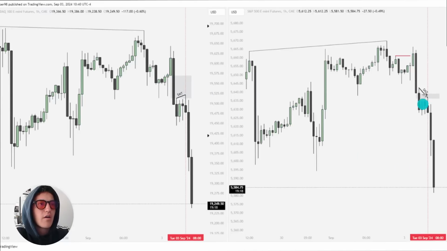So I'm now noticing that there's weakness on the tag of that internal range liquidity pool on the S&P 500 on the hourly compared to the NASDAQ, which is the stronger pair. So if we're on the hourly chart, we want to be going down to the M5 chart to look for the reaction to see if we could execute a trade off of that hourly key level.